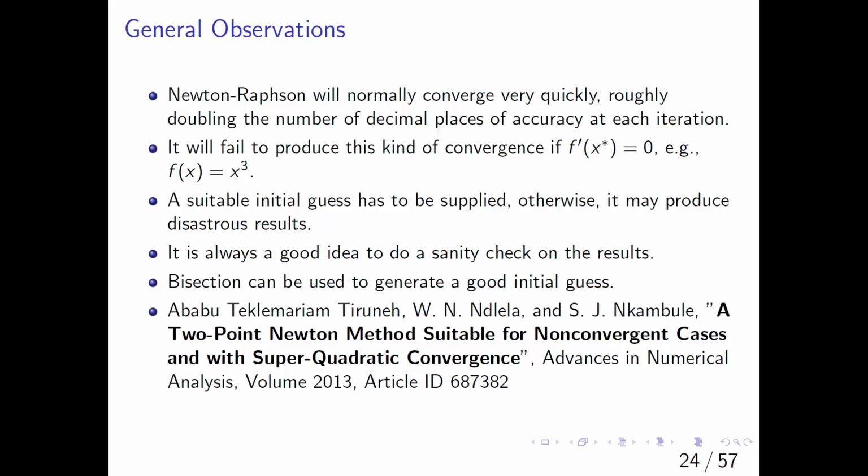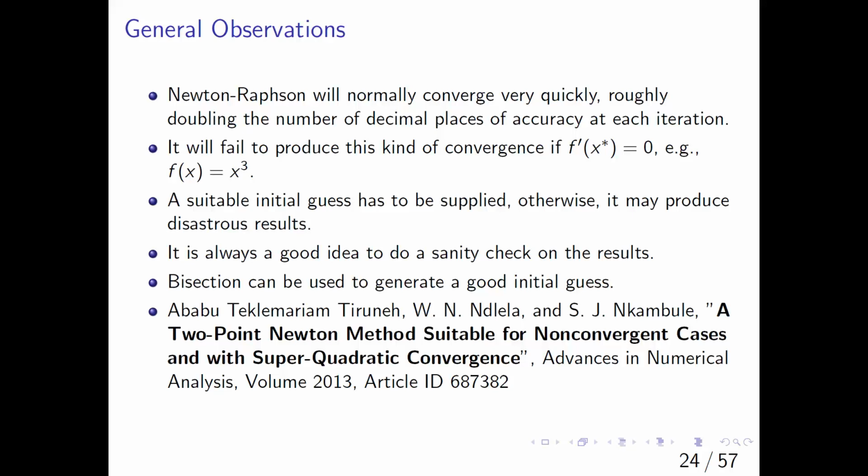Bisection method can be used to generate a good initial guess, because bisection method at least guarantees you can find a true solution, but it's slow. So you can start with bisection, then stop bisection midway, take the approximation from bisection and feed it into the Newton method, so that you can get a faster converging approximation.